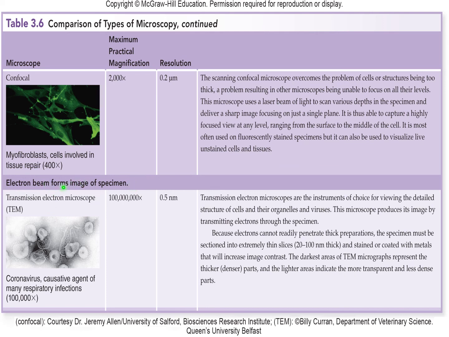The electron microscopes can magnify very high in their magnification. Our transmission electron microscopes can go up to 100 million times magnification and have a resolution of a half a nanometer. This is really, really good for details of very minute organisms.